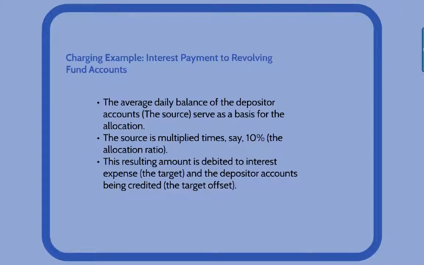Interest payment for revolving fund accounts. Okay, so we look at the balance of the depositor. Okay, that's the source. It serves as the basis for the allocation. The source is multiplied by, say, 10%, which is the allocation ratio, and the result is debited to interest expense and credited to the depositor accounts, which is the target offset. Okay, the target defines all the elements, all the accounts of the entry.